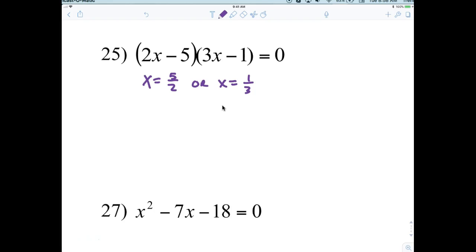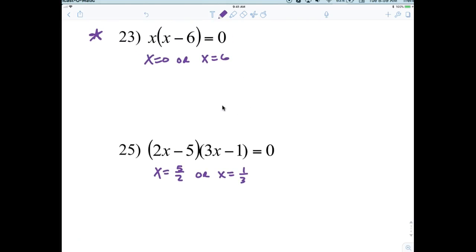All right, anybody have any questions? Yes. I have a question on 23. I don't understand how you want x equals 0. I put this factor and set it equal to 0. See how that is? X equals 0.